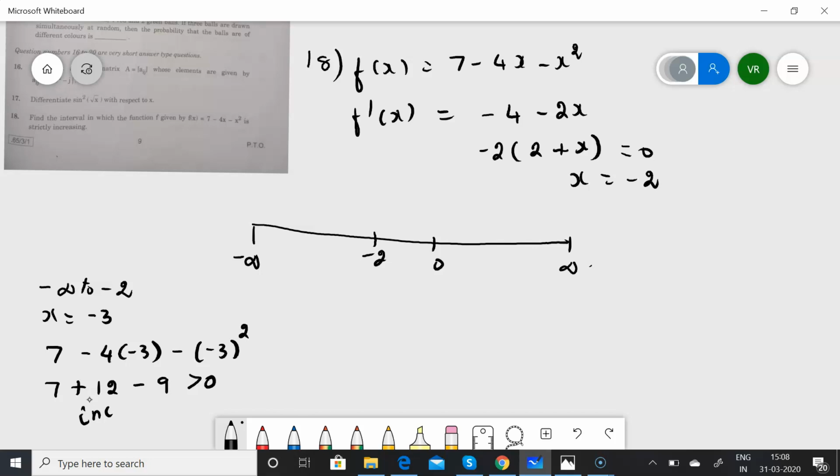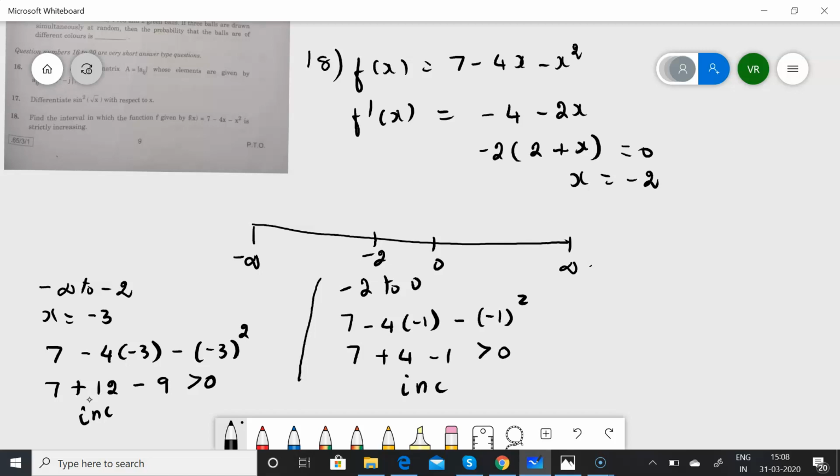And in the interval minus 2 to 0, let us take the value of minus 1. Again, it is going to be 7 minus 4 times minus 1 minus minus 1 the whole square. That will give you 7 plus 4 minus 1, which is also greater than 0. So we can say this is also strictly increasing.